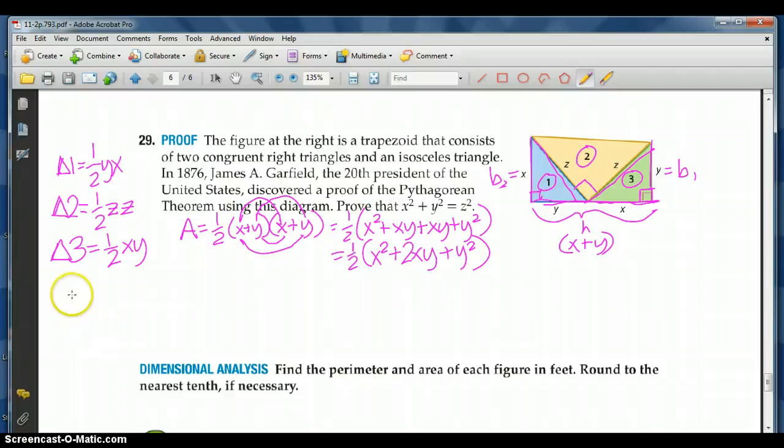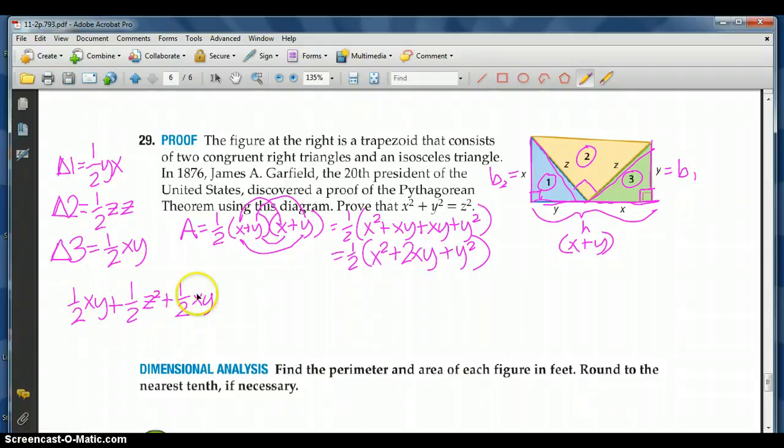So we could take triangle 1, which we can also write as xy. Yx and xy are the same. Plus half of z times z, well that would be z squared, plus half of xy. So that's my total area.